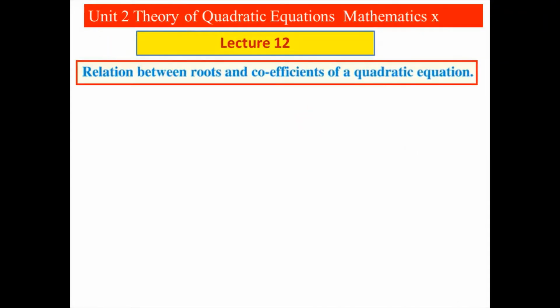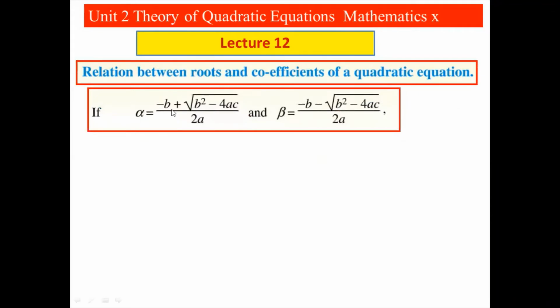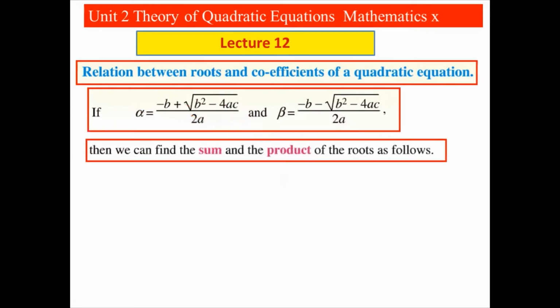Today we will study the relation between roots and coefficients of a quadratic equation. We know that the quadratic equation is ax² + bx + c = 0, and a, b, c are the coefficients of the quadratic equation. By using the quadratic formula, we can find the roots of a quadratic equation. If we suppose that the first root is alpha and the second root is beta, then we can find the sum and the product of the roots as follows.